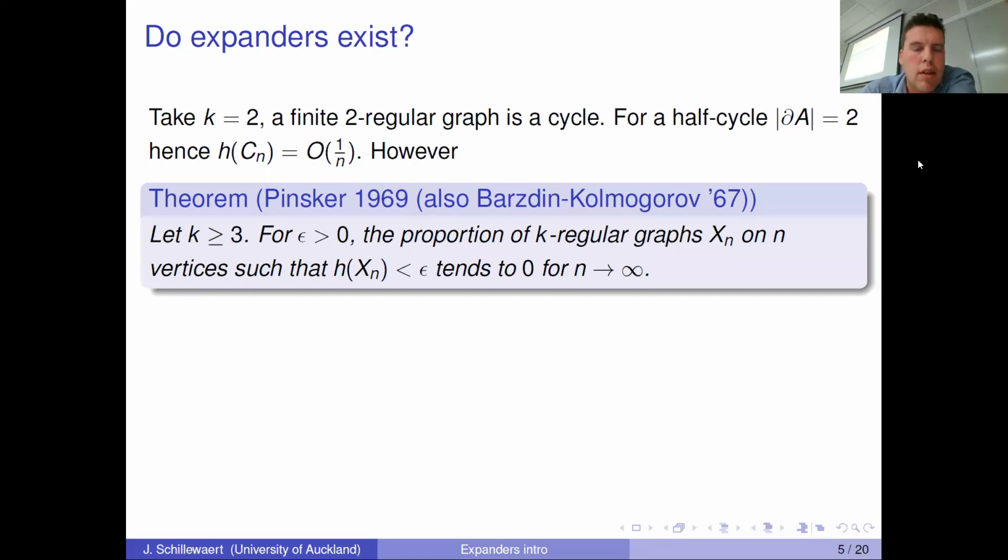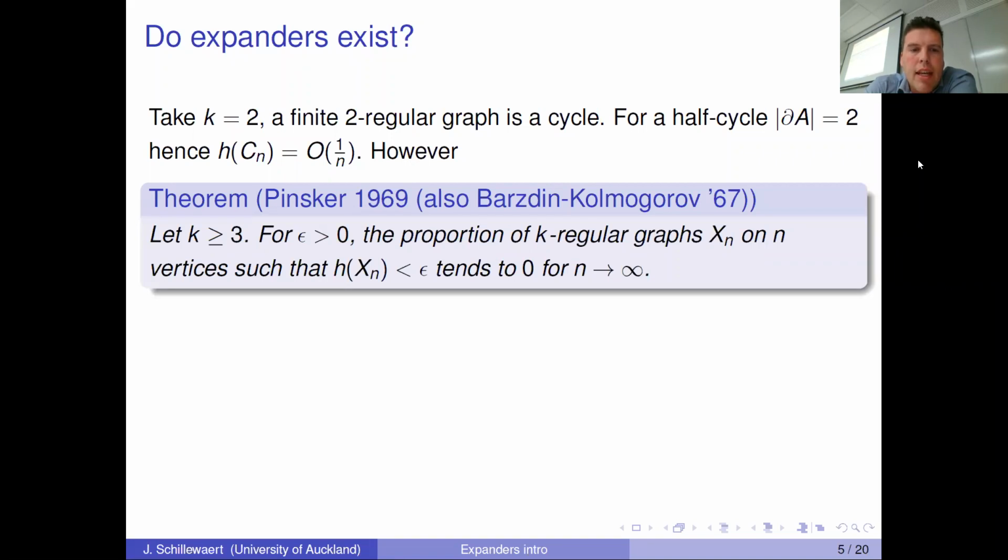However, there's also good news. The good news is if I avoid this sort of anomaly of k equal to 2, then they exist, and they actually exist in abundance. So this is a theorem going back to Pinsker in 1969, although it turned out that Barzdin and Kolmogorov had already looked at this same problem in 1967. So we let k be a fixed integer, at least 3. I have to take at least 3 because of what I just said for cycles.